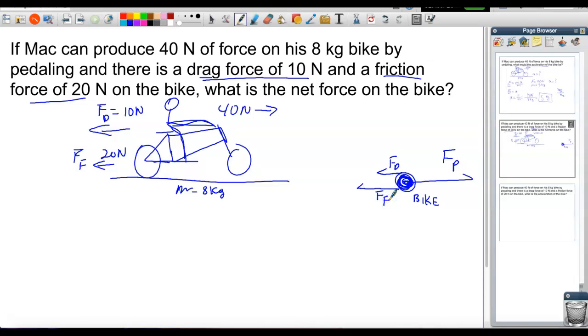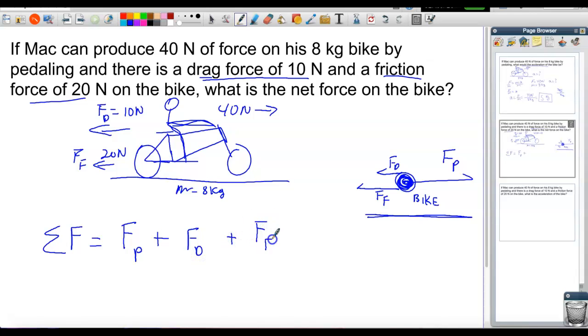Okay, so now we do our sum of the forces. We're going to add up all the forces acting on the bike from that free body diagram. So we're going to add up our forces, and we're going to say that we have the pedal force plus the drag force plus the friction force.